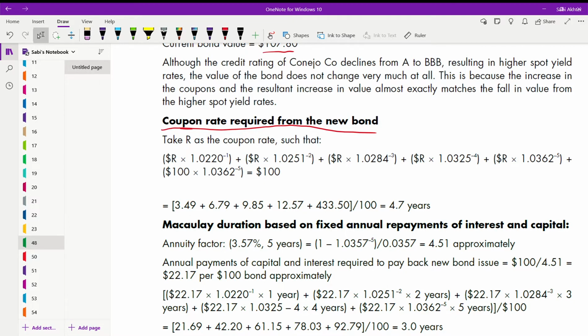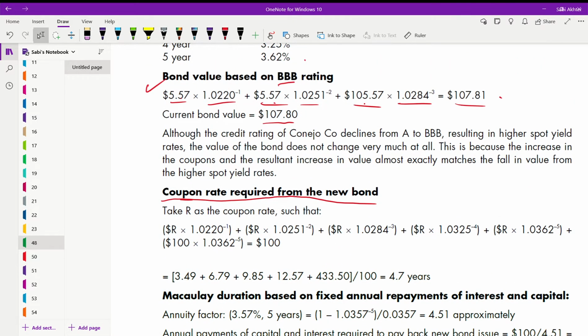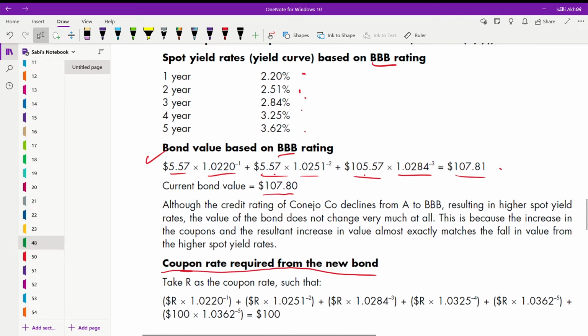Now whatever the ratings here you have, because you are paying fixed interest rate, not here.